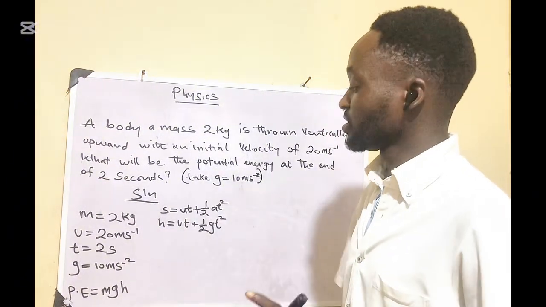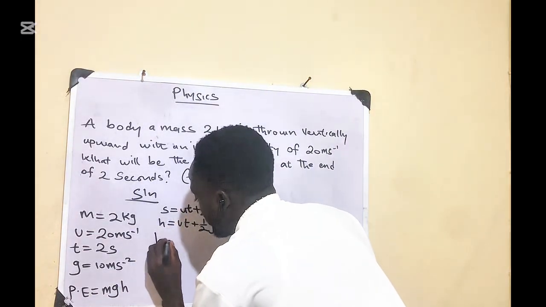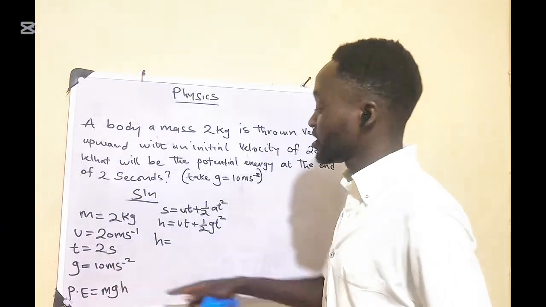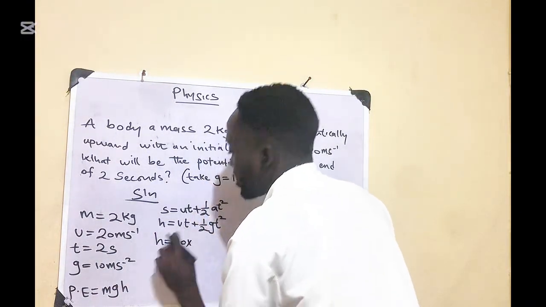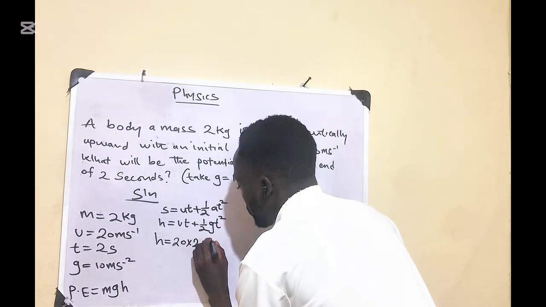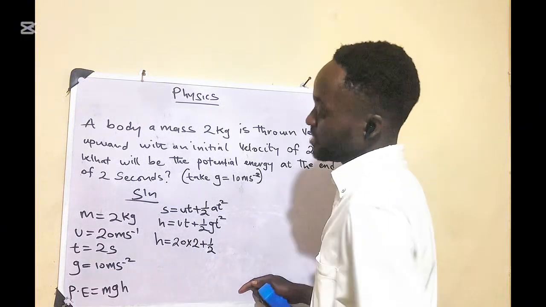Alright, so now with this equation we can be able to find out what is height, because that is what is actually missing. So height h now is going to become u, which is the initial velocity from the data we have been given, which is 20. So we say 20 times t, and t is 2 seconds, so 20 times 2, plus 1 all over 2, and we know that g is 10 meters per second squared.